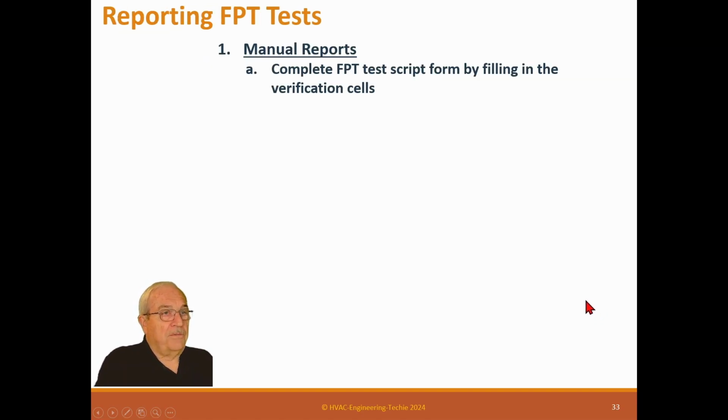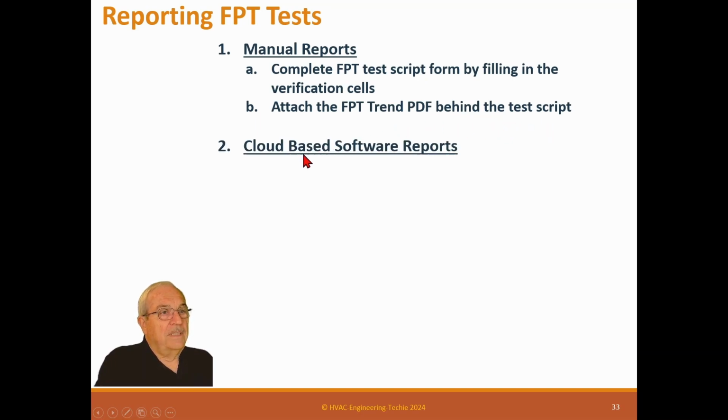Manual reports. How do you report a test? Complete the FPT test scripts form by filling in the verification cells. Attach the FPT trend PDF behind the test script. If it doesn't have a data trend, then you just use this as a report.